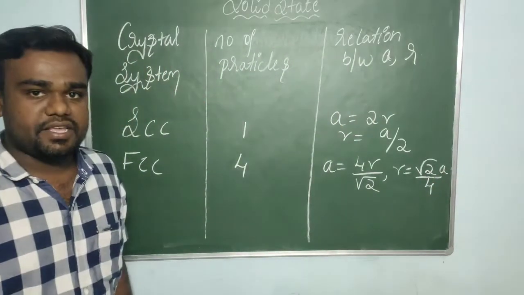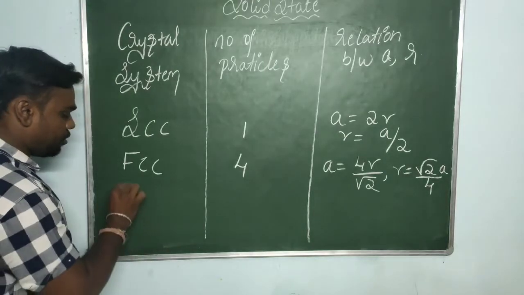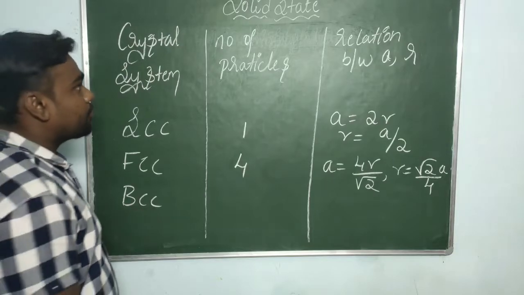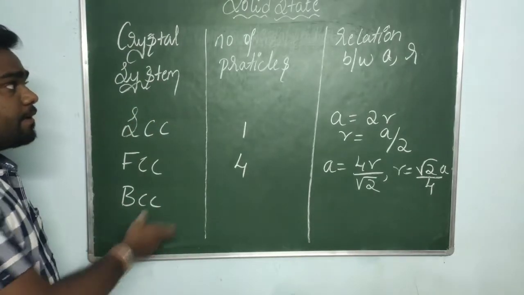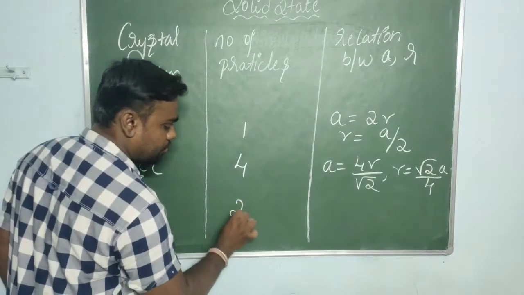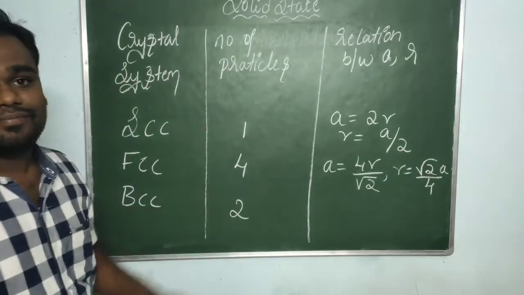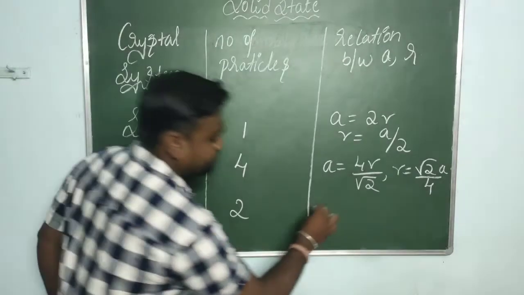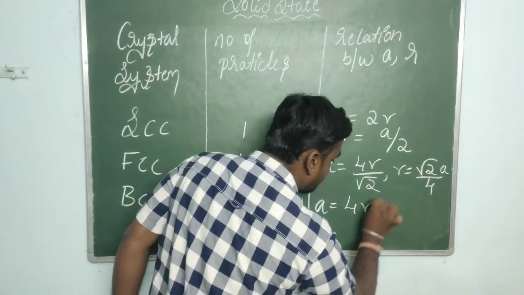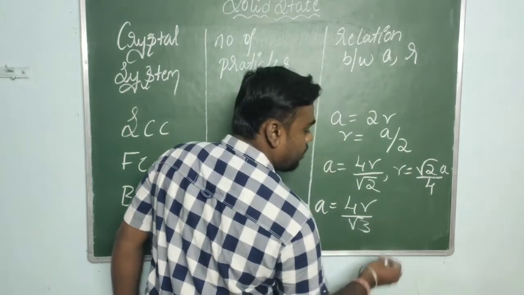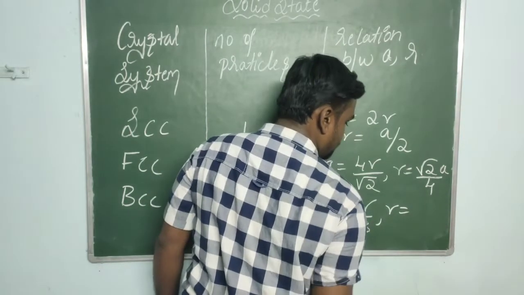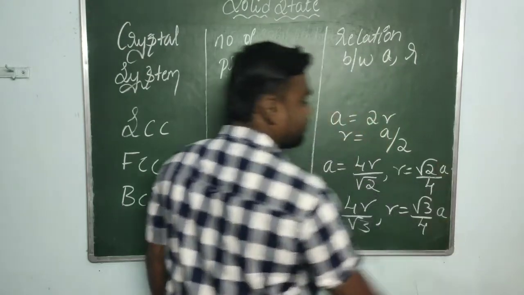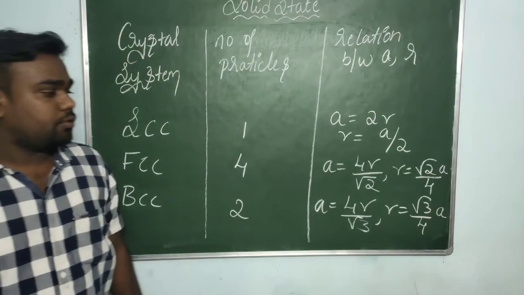Next, last we are going to study BCC, body centered cubic. The number of particles is 2. What is the edge length? Edge length A is equal to 4R by root 3. What is the radius? R is equal to root 3 by 4 A.